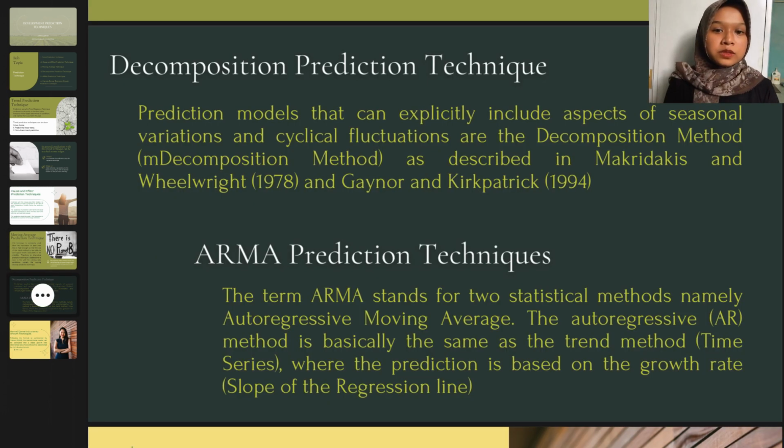Okay, number 4 is the composition prediction technique. The facts show that in making predictions using the trend method, in the long term, the data often used contain quite large seasonal variation and cyclical fluctuation.